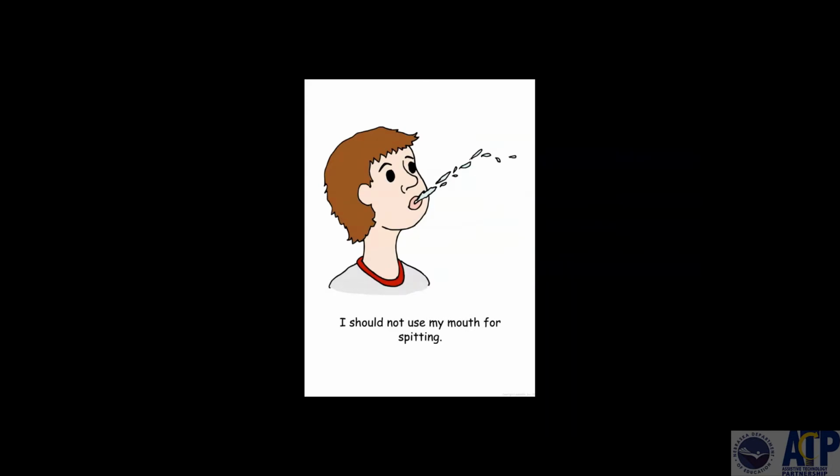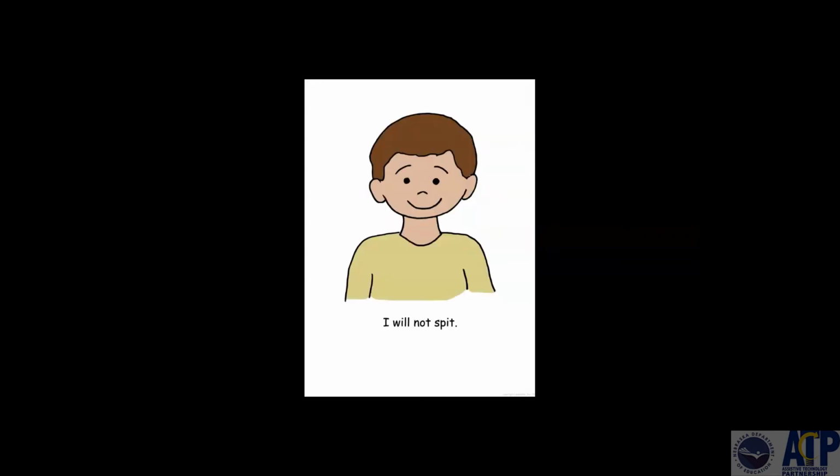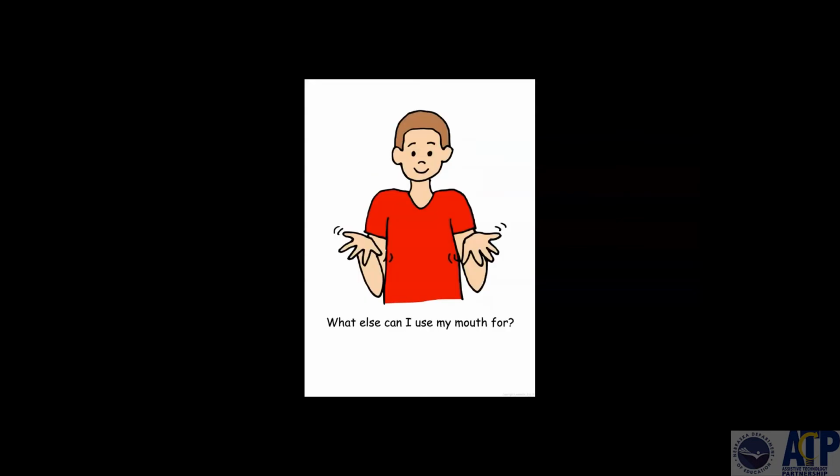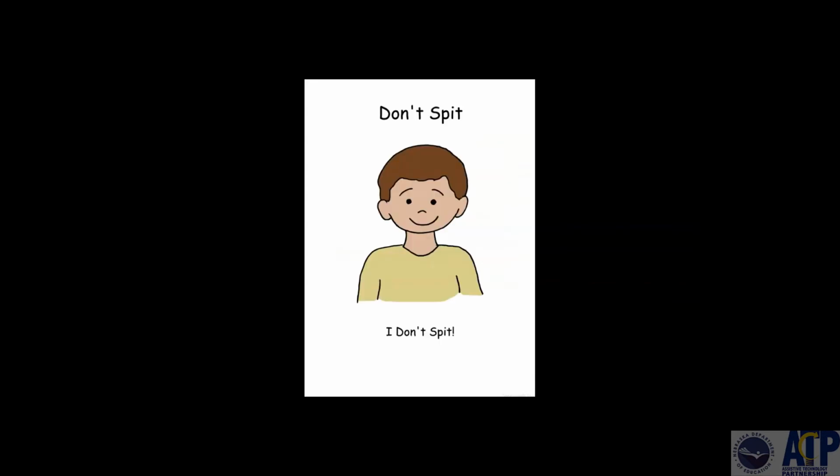Notice how the book is written in first person. We talked about the consequences of spitting and his determination to not spit, and then to come up with another alternative, such as using his mouth politely to take a break. The story was read repeatedly. It was read when he was having a great day, and we could sit and talk about the behavior, but it was also read in response to the behavior to remind him of what he needed to do.